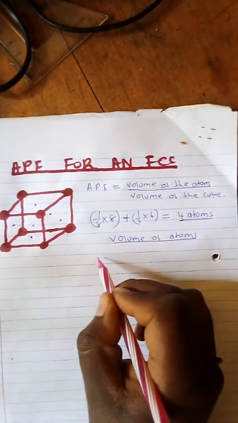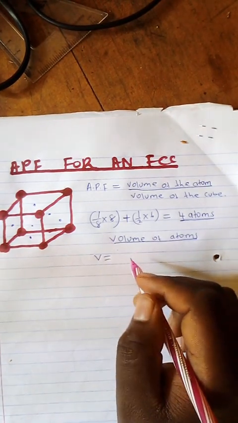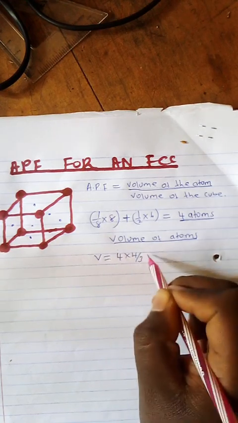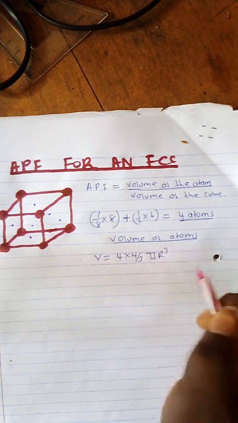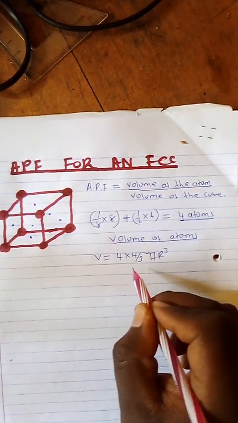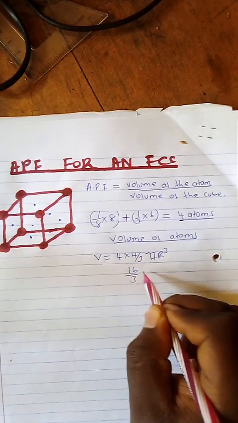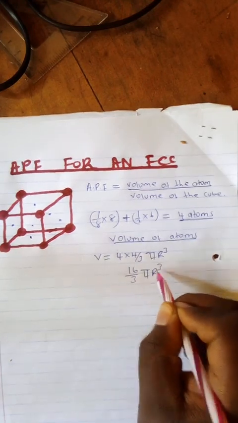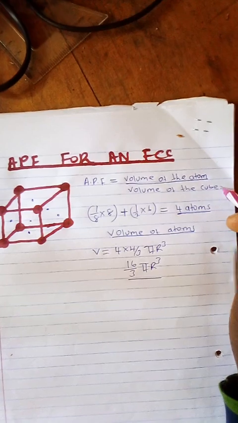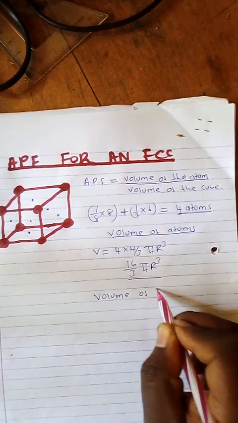We normally make an assumption that the volume is 4/3, taking the atom to be a sphere. Therefore it's 4 times 4/3 pi r cube. From there, 4 times 4/3 gives 16/3 pi r cube. So we can proceed now to get the volume of the cube.